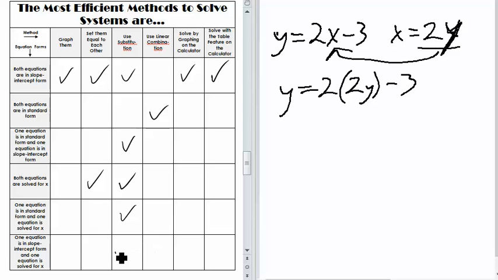So substitution is the correct solution. Linear combination, they're not in the same form, so we don't want to do that. The x's and y's aren't in the same place. And again, we can't graph on the calculator or on the table on the calculator unless they're both in y equals. So unless you want to change things around, these would be the simplest methods to use to solve those.